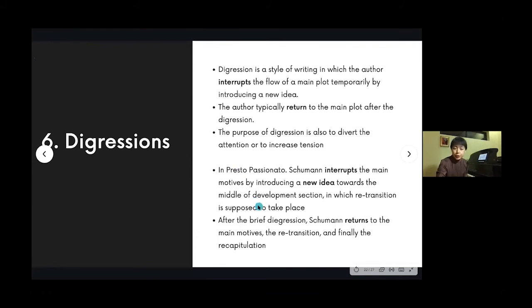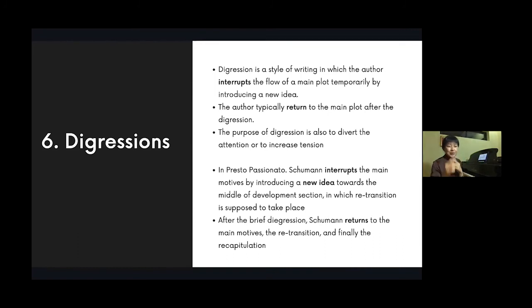Here in Presto Passionato, Schumann interrupts the main motive, everything that you heard that keeps renewing itself in different masks, you could say, and you felt like we're in this labyrinth that just never ends. And then suddenly, there's a new idea. At the point when the music's supposed to go back to the first theme, you felt like, I know this is going somewhere, the first theme is going to come. Then the new idea comes in the middle of the development section, in which the retransition should take place. The retransition is happening halfway, and then he cuts it off, and suddenly this new idea comes in.